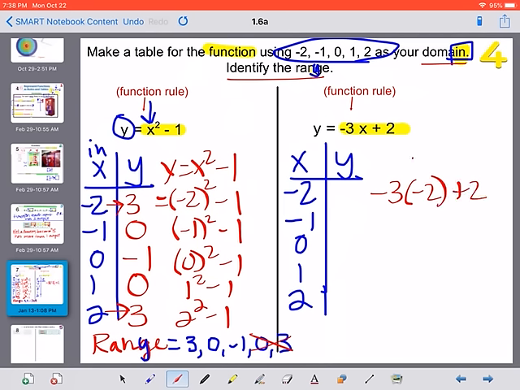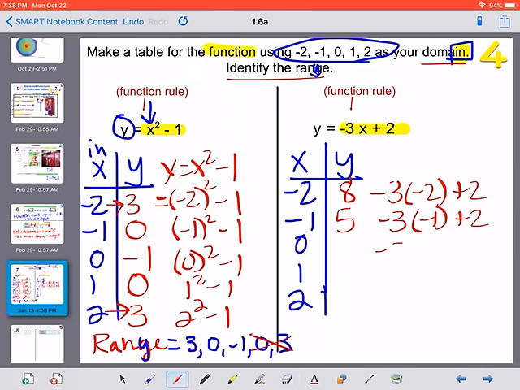A negative times a negative makes a positive 6. 6 plus 2 is 8. Then if I continue plugging in the next number, we have -3 times x, and x is -1, plus 2. Well, -3 times -1 is going to give us 3. 3 plus 2 is 5.